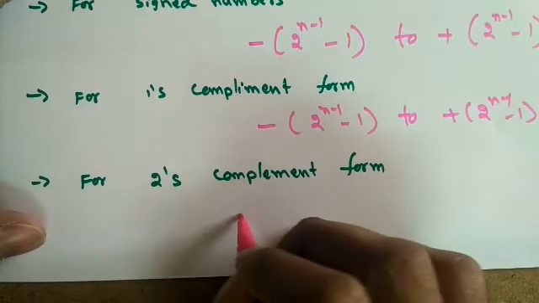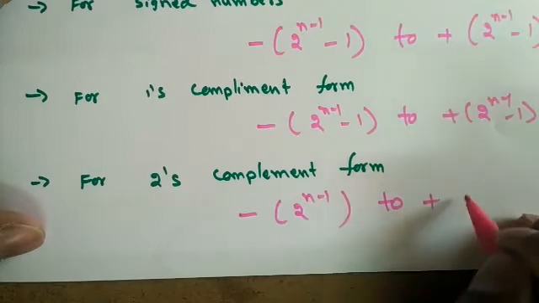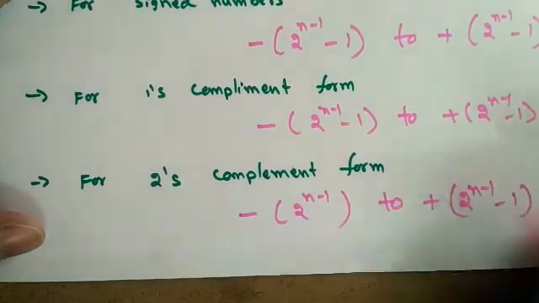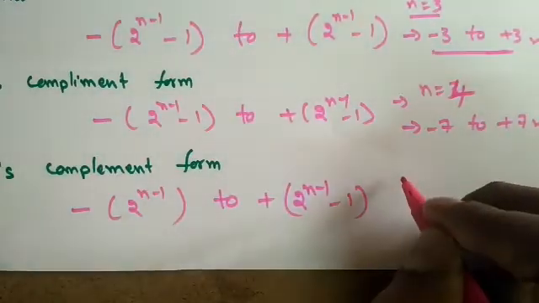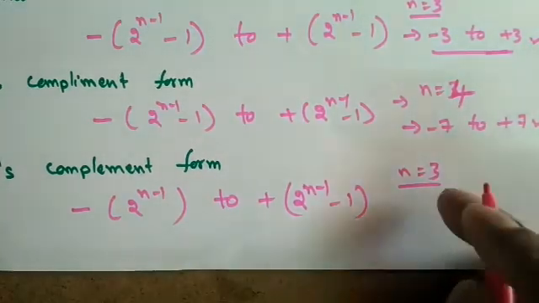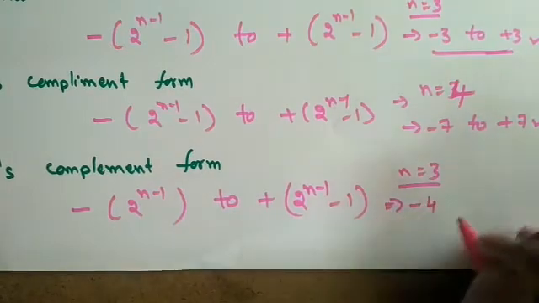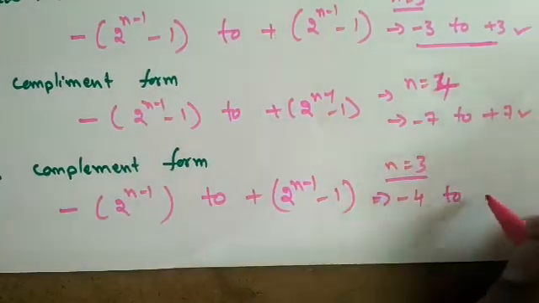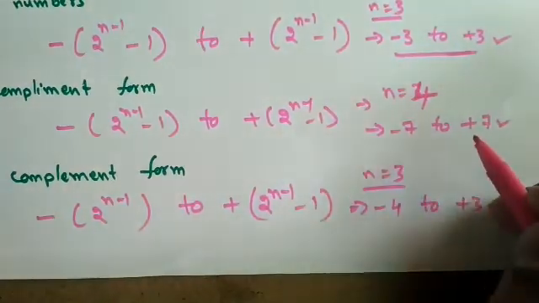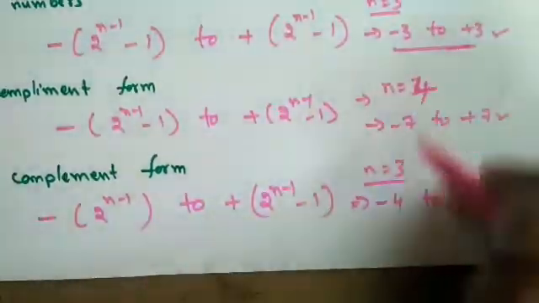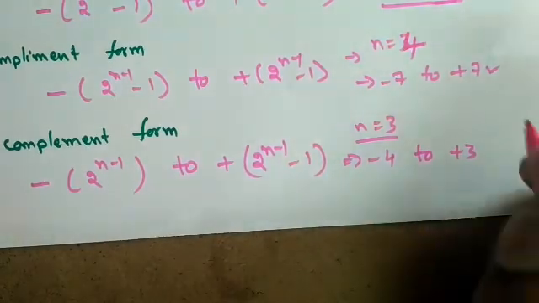So the range is minus 2 power n minus 1 to plus 2 power n minus 1, minus 1. Suppose n is equal to 3, so the total number of bits is 3. Then n minus 1 is 2, and 2 square means minus 4 to plus 3. So we'll get an extra negative number in this case. See, minus 3 to plus 3, minus 7 to plus 7; compared to those, here we are getting an extra negative number. That means here we will not get minus 0. That also we'll see, right?